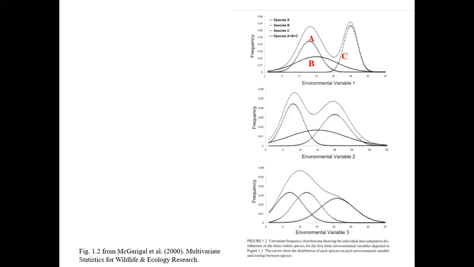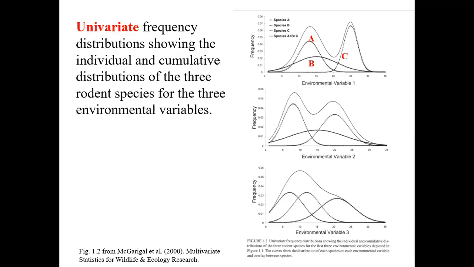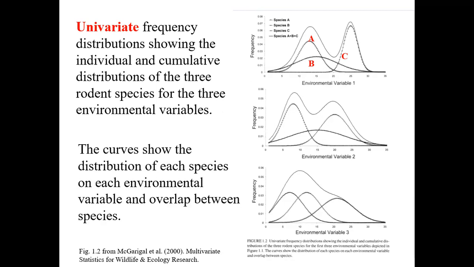So if we have just one variable, then we have a univariate analysis. Here are some univariate frequency distributions showing 3 different species in this case and their frequency along some environmental axis. And so this is just, again, individual and cumulative distributions of 3 species for 3 environmental variables. And you can see for each of the species, both the sort of central tendency of each species and the overlap between species.